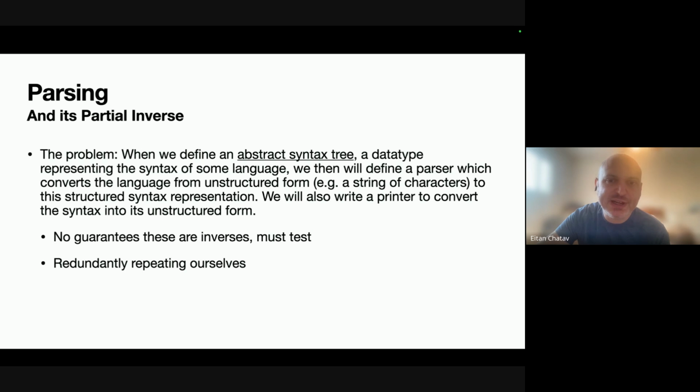When we define an abstract syntax tree, which is a data type representing the syntax of some language, it could be a programming language or it could be a human language, we then will define a parser, which converts the language from unstructured form, like a string of characters or maybe a JSON value or something, to the structured syntax representation. We'll also want a printer to convert the syntax into its unstructured form. And usually we write these separately, and there's no guarantees that they're going to be inverses. You have to write some tests to check it, and you're basically repeating the logic when you write the parser and the printer.